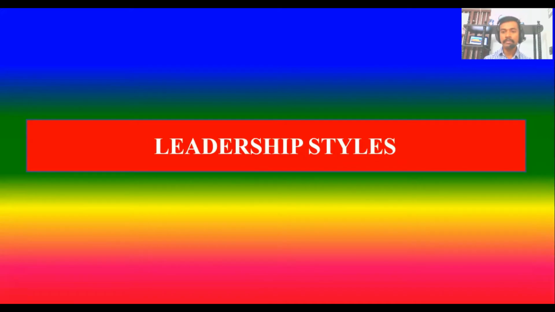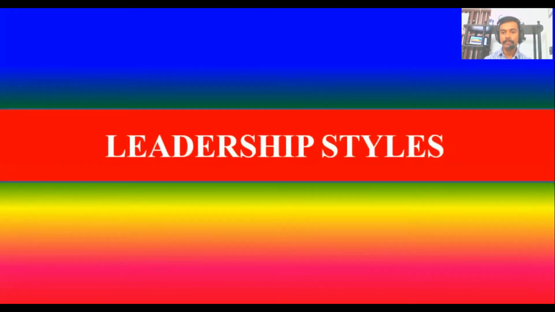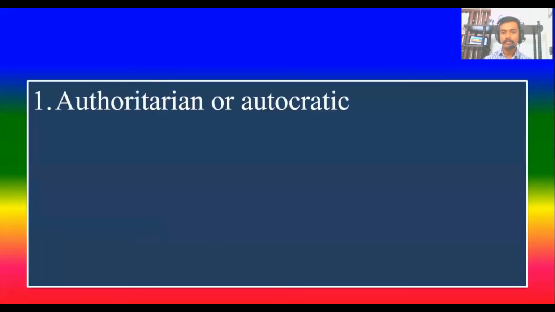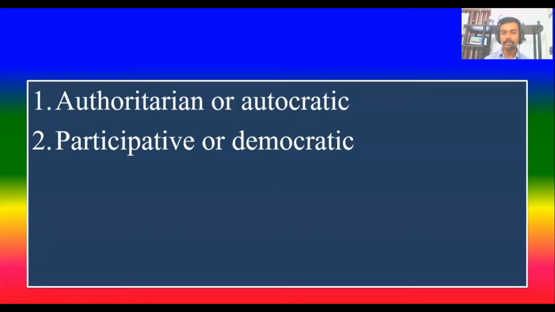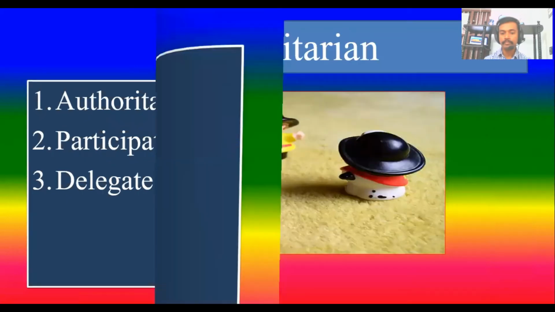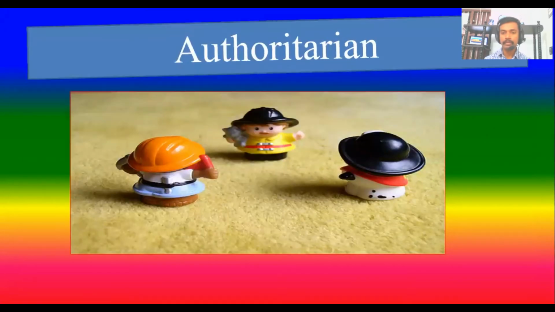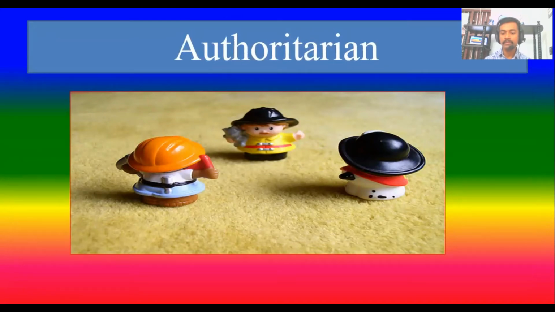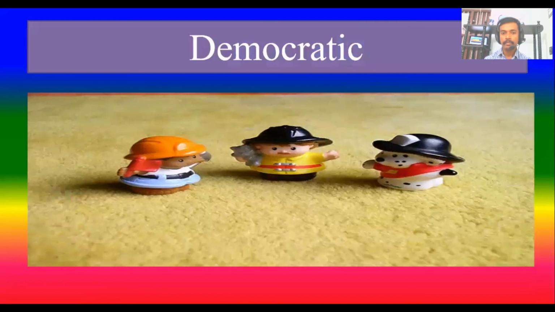Then leadership style, which is one of the important questions maybe asked in the examinations. First, authoritarian or autocratic. Second, participatory or democratic. Third, delegate or laissez-faire. First, authoritarian. Now look at this, pictures are available. Democracy means everyone is involved in government. Delegate means power is delegated to everyone. Every individual can make their decisions in the government.